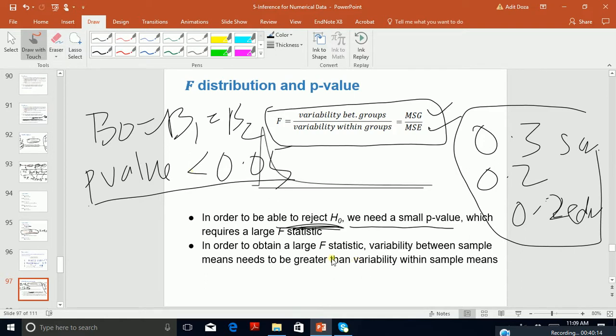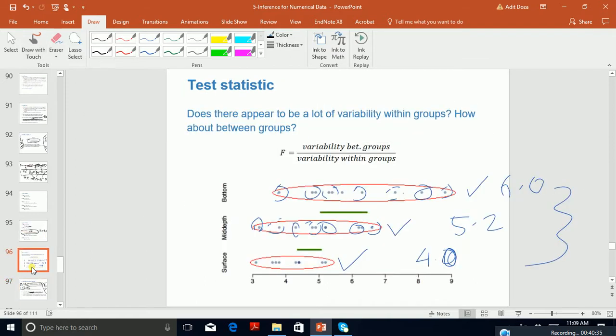So in order to obtain a large F stat, the variability between sample means needs to be greater than the variability within sample means. If you look at the F stat, we want the variability between groups to be higher than the variability within groups. In this case, for the bottom, middle and surface, these three groups, the variability between groups is higher than the variability within groups. It is clear from the data, right?